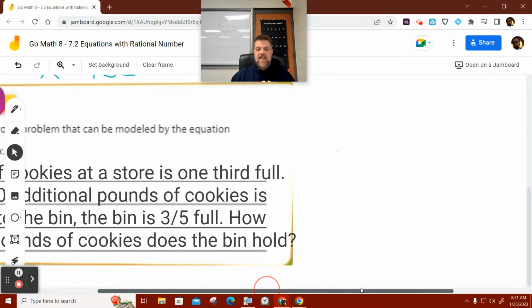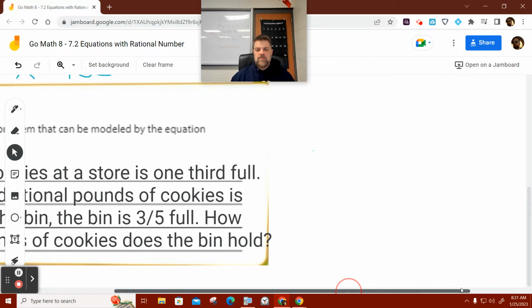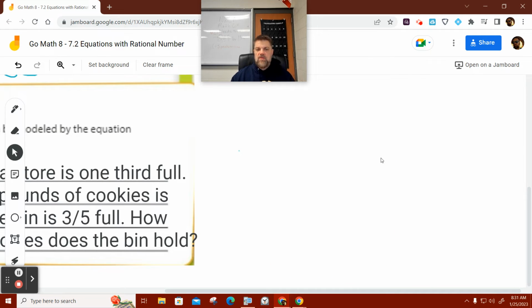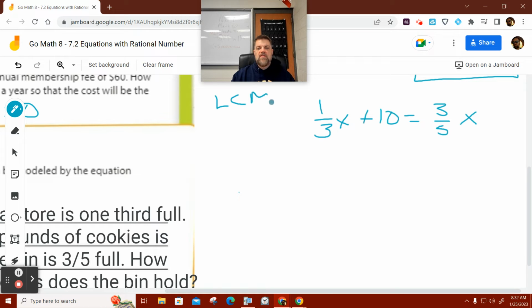Okay, so let's do the math on that. For this one, let's start with the lowest common multiple. I'm going to write this over to the side. To solve this one, we're going to say 1/3 x plus 10 is equal to 3/5 x. So what is the lowest common multiple of 3 and 5? 15. Yep, you're right, but this is how you would do it.